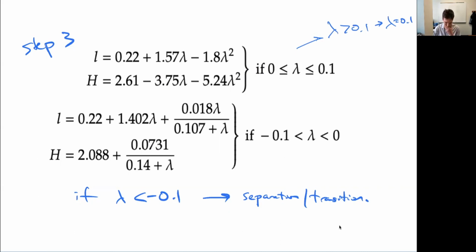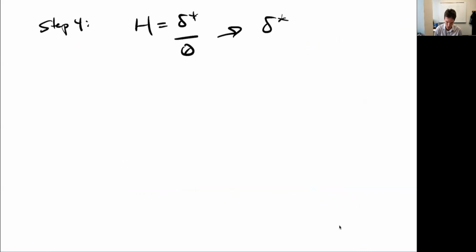Okay, so now we've got L, we've got H. If we have H, you might think, well, what can we do with H? Well, let's see, step 4, let's recall what H is. H is just a simple ratio of our displacement thickness to momentum thickness. So we can now compute our displacement thickness. So we can get that along our boundary layer. So we can plot both of those thicknesses.